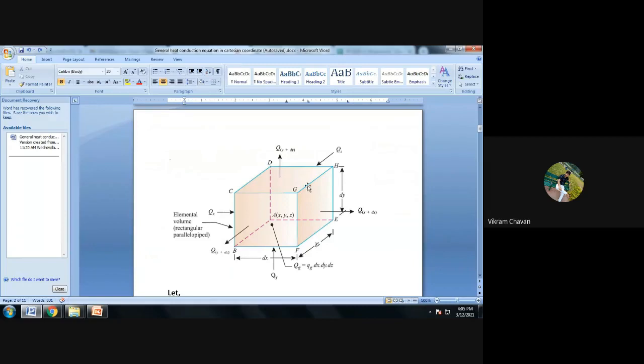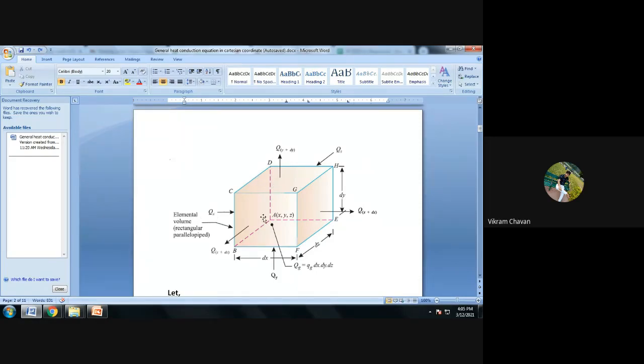Initially we considered one element which we took as a parallelepiped, not a cube, whose sides have the lengths dx, dz, and dy. Then we gave the nomenclature for each coordinate, or we can say each corner of the element: A, B, C, D, E, F, G, H.